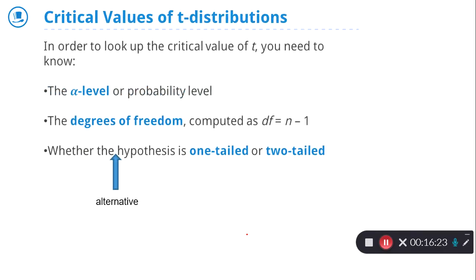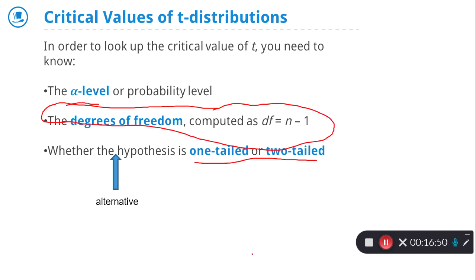All right. So what matters in order to look up the critical value of a t? Earlier we said there's a different distribution for each n. We need to know alpha level, which is 0.05 or 0.01. We need to know whether it's one-tailed or two-tailed. Notice those are the same things as a z-test. But now we add in the degrees of freedom, which is n minus 1. So whether the alternative hypothesis is one-tailed or two-tailed matters, alpha level matters, same as the z. This is what's new right here.